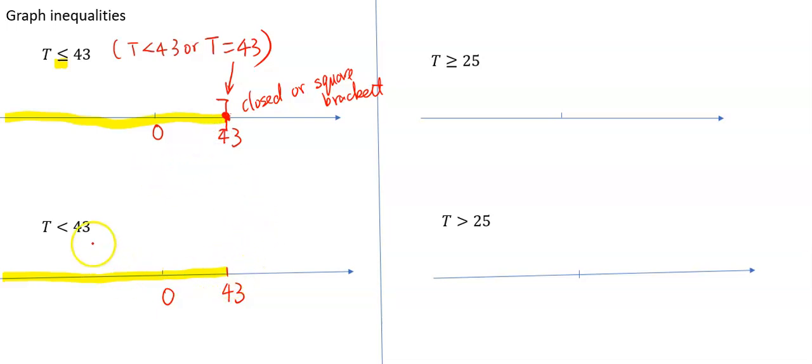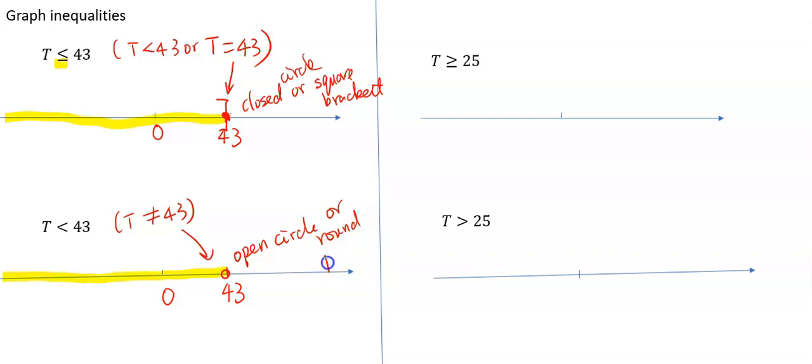But in order to show that t, in this case, is not equal to 43, because we don't have an equal sign, we're going to use an open circle. So open circle to say t is not equal to 43. Here's the closed circle. Or we can use a round parenthesis.